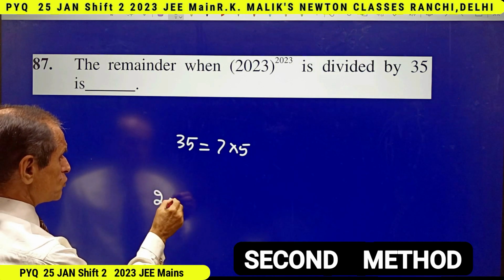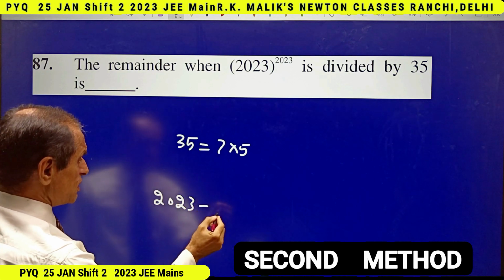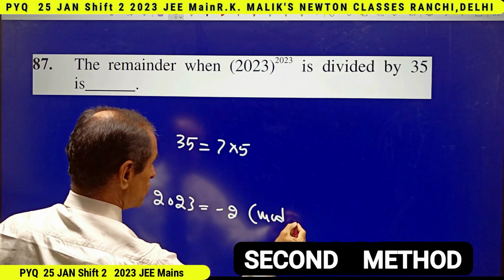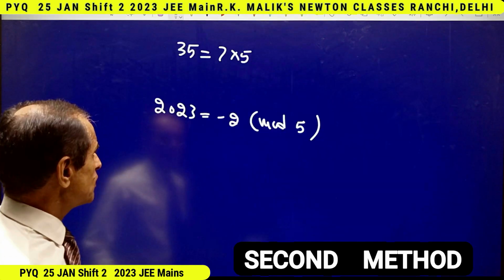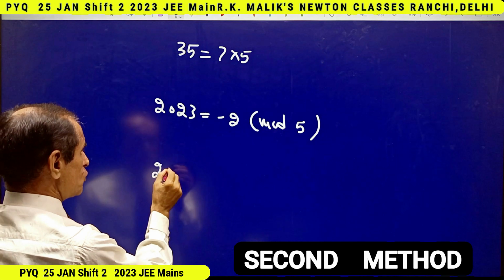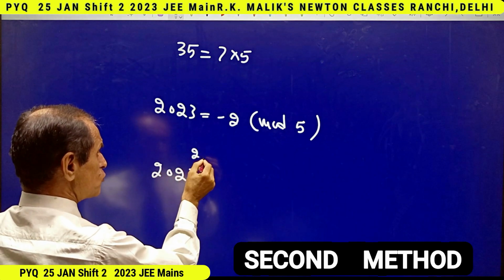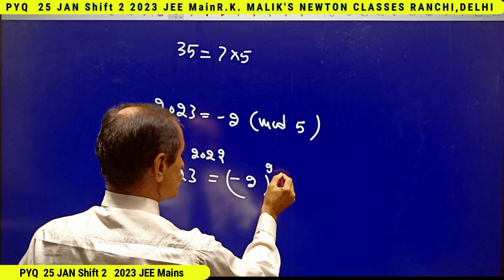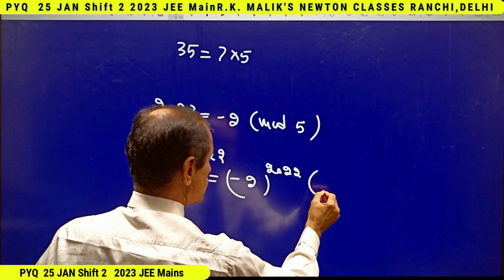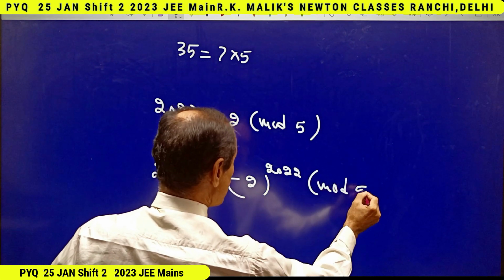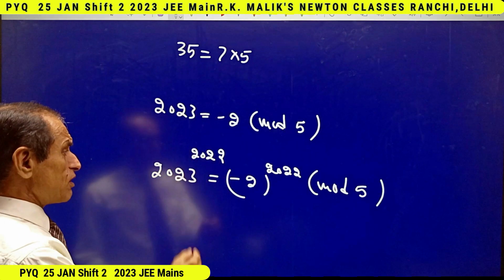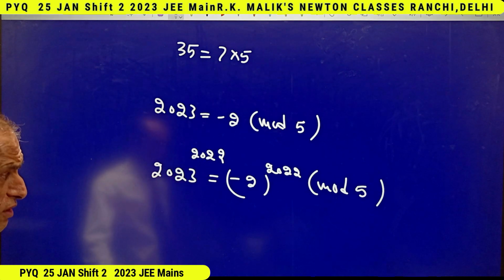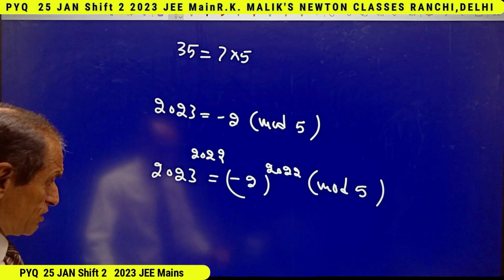Clearly, 2023 is equal to minus 2 modulo 5. This is equivalent to 2023 to the power 2022 is equal to minus 2 to the power 2022 modulo 5. Why have I raised it to the power 2022, not 2023? The reason you will understand afterwards.